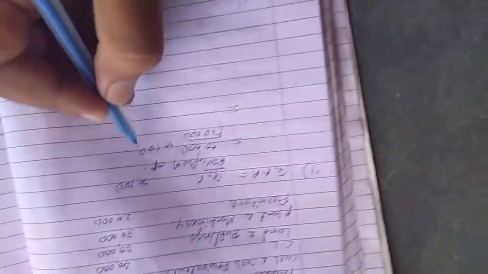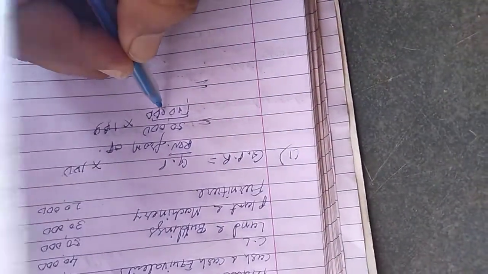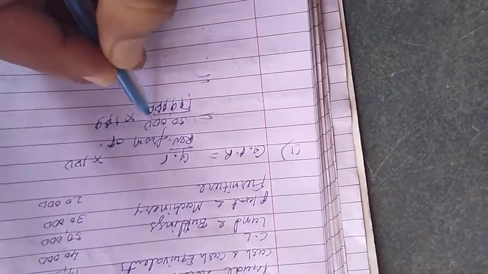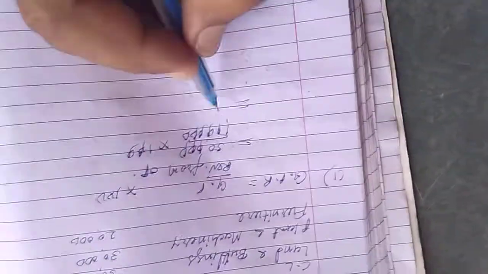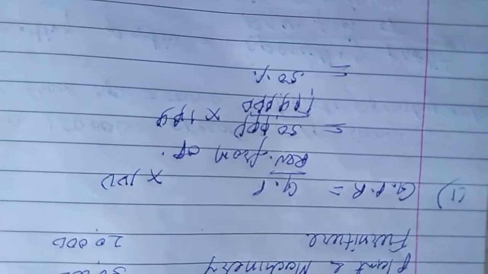Zero zero cut, again zero cut, so remaining is 50. And you know that for a profitability ratio, whenever the answer comes, it should be in percentage. So the gross profit ratio is 50%. Second, we have to find the current ratio.